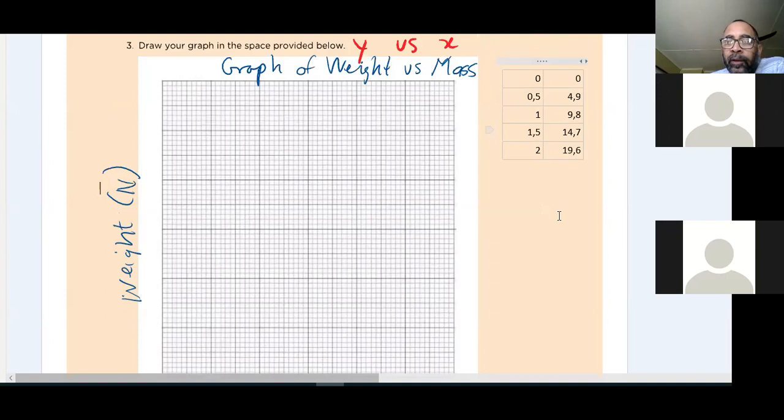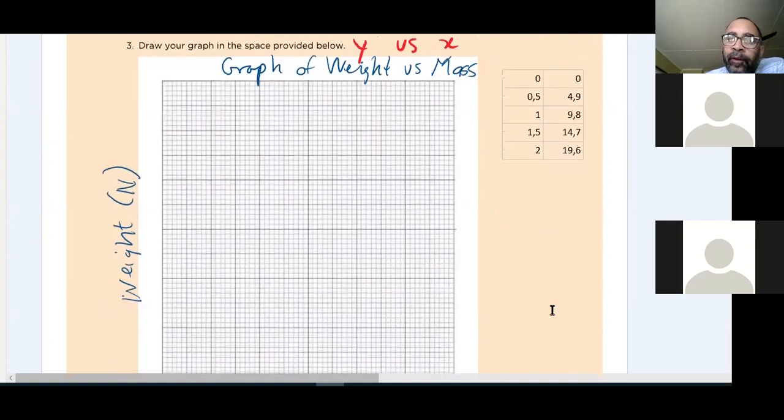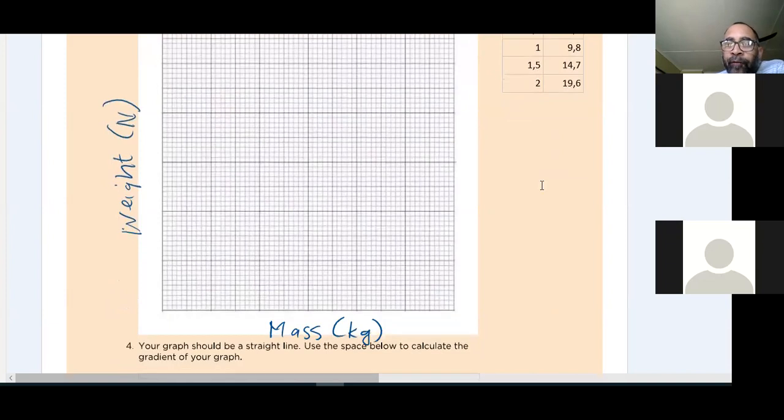Then we want to plot, and I've just copied my table down so that I don't have to keep paging to the top. This is mass here, and this is weight. Let's first deal with mass: 0.5, 1, 1.5, 2. I want to use as much of my page as I possibly can, so I'm going to go with these lines. That's 0.5, that's 1, that's 1.5, and that's 2. And I'm going to put the 0 in.